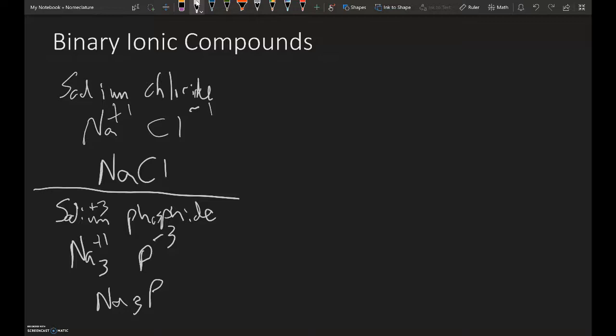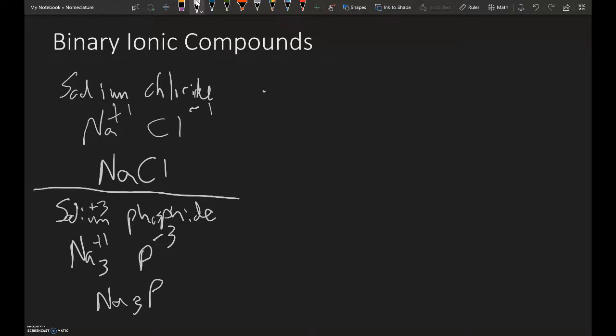So basically, in writing formulas, we want to pay attention to the charges, and we want to balance the charges so the ratio of metal to nonmetal neutralizes the overall charge. We want a charge of 0 in the end. Now, we've done sodium chloride and we've done sodium phosphide. The question is, why is it that we name these compounds the way we see it?